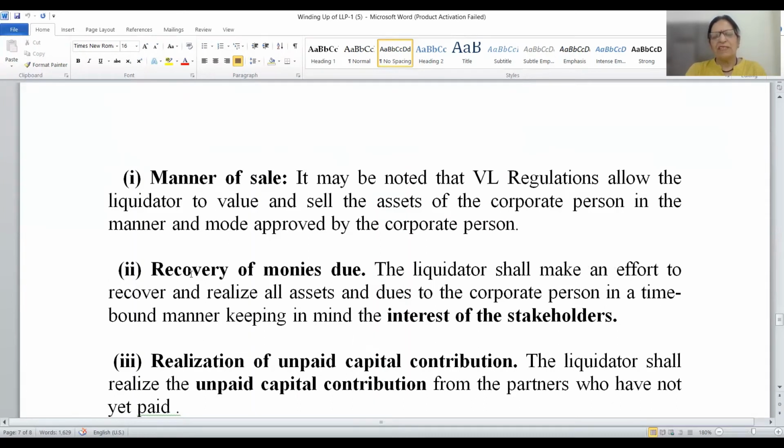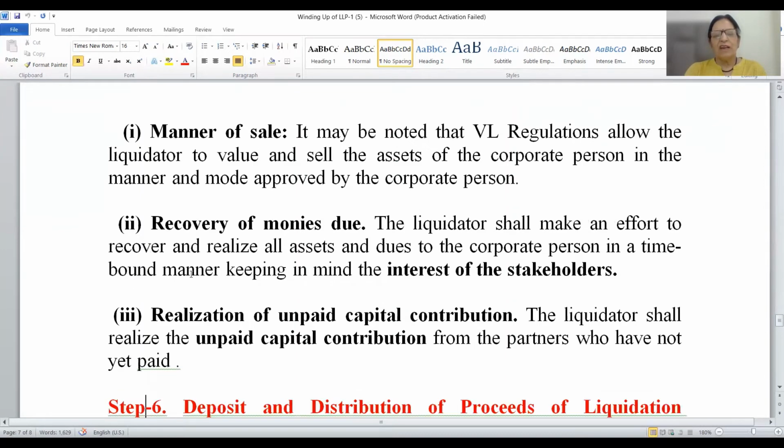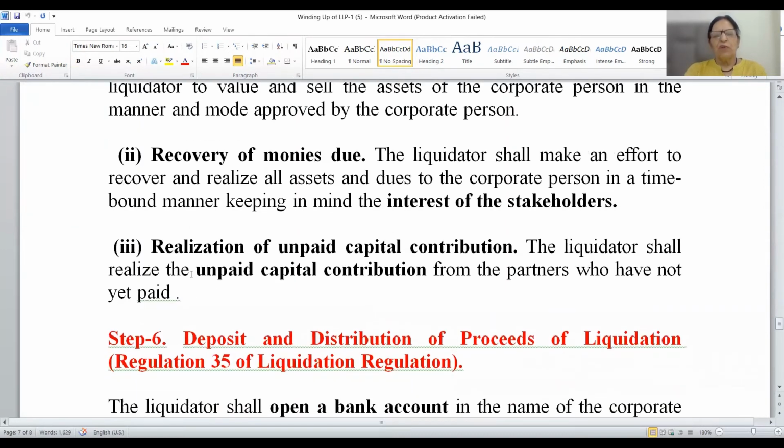Certain time will be fixed, and within that time, all monies are to be recovered through the sale of assets. Now, realization of unpaid capital contribution. You all know, friends, in case of LLP, the liability of the partners is limited up to the amount of contribution. And if the partner's contribution is unpaid, then the liquidator shall realize the unpaid capital contribution from the partners who have not yet paid.